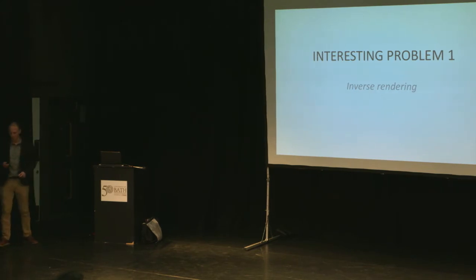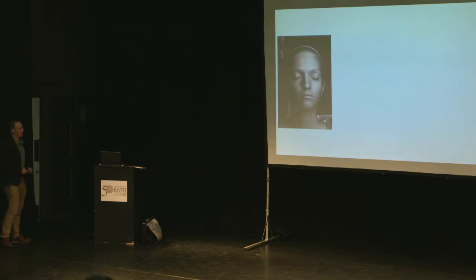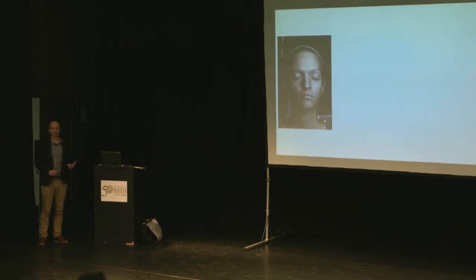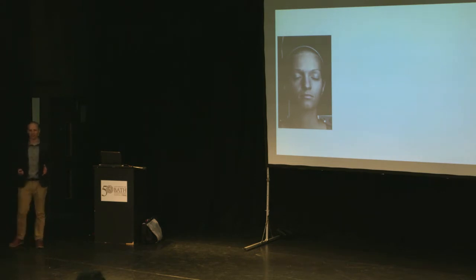So let me start first by introducing what I think are two interesting problems. We have an image of a face, and I would like to be able to explain why that face appears the way it does. Or in fact, I would like to be able to explain why any image appears the way it does. When I say explain, I mean in a physical sense. So what are the physical properties and processes that underlie that image appearing the way it does?